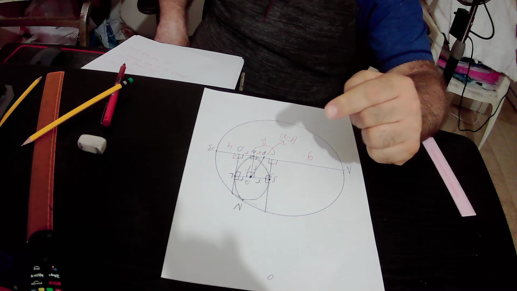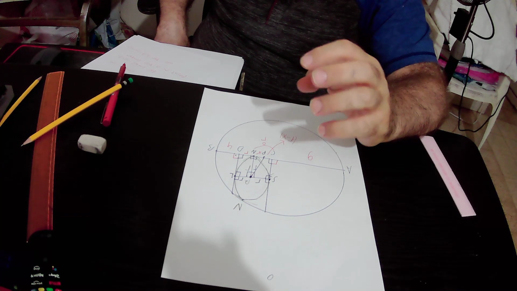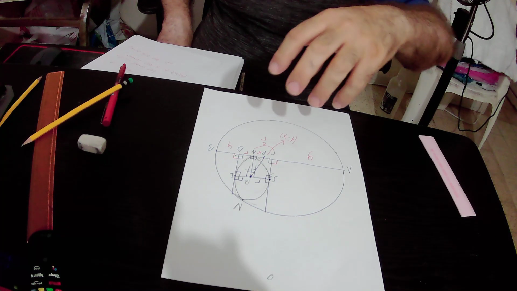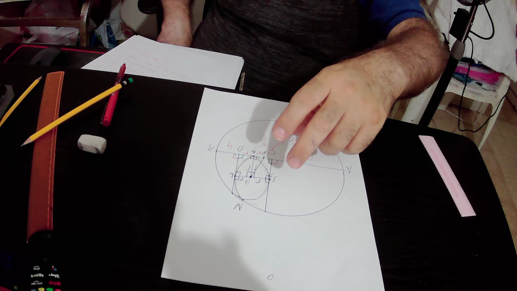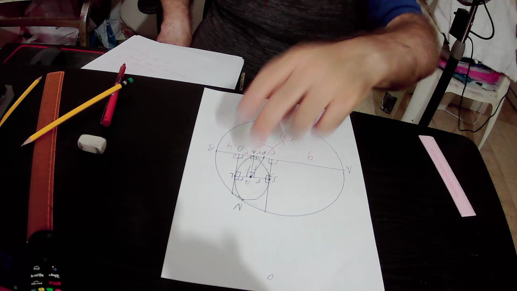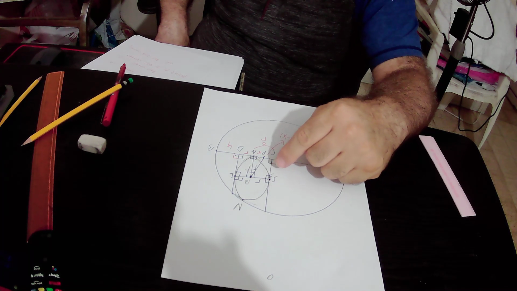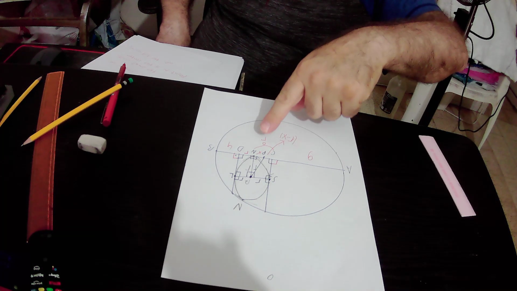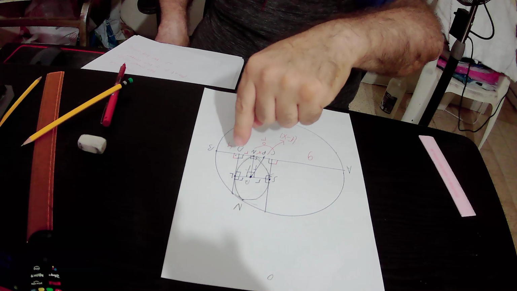Then we defined the center of the small circle as point Q, and the center of the big circle as point P. And then we have something else. In this small circle we have 3 tangents to the small circle. This line segment is tangent to the circle at point S. This line segment CD is tangent to the circle at point N, and this line segment is tangent to the circle at point L.